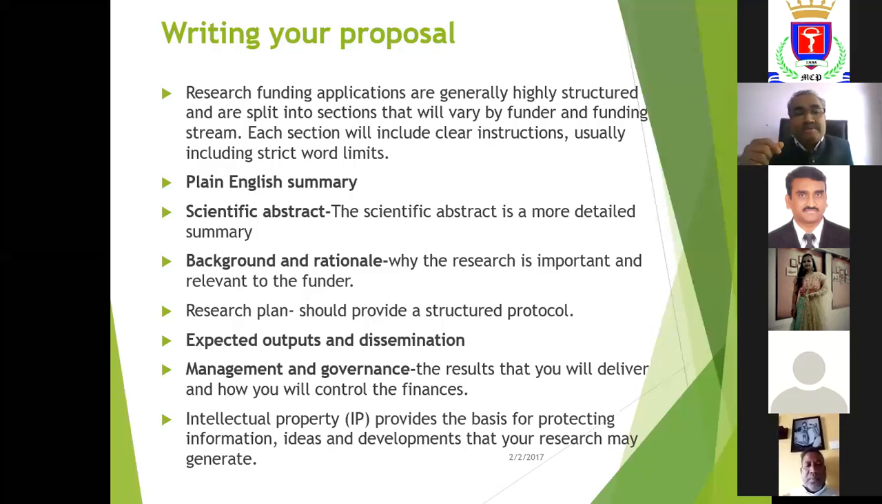Next thing will be expected output and dissemination. That should be very clear, what the output of the project will be, how we will be able to generate some revenue, or how it will be useful for the public or society. That is very much needed, that should be clear. Then management and governance: the results you receive, you will control, and the total finances the funding agency will provide to you will be utilized properly, which the funding agency will assure by seeing your earlier track record also. Then last comes the intellectual property, which provides the basis for protecting information, ideas, and developments that research may generate.